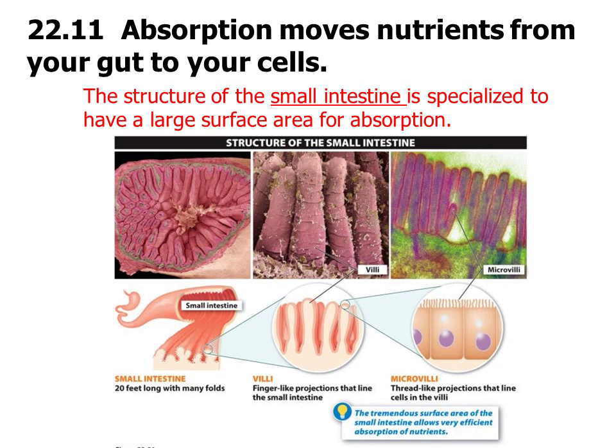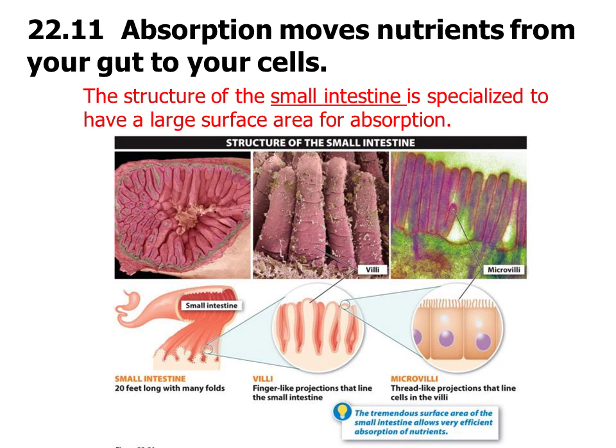The surface area is increased in 4 ways. Number 1, the small intestines is about 20 feet long, so that's a lot of surface area. Number 2, rather than being straight and smooth, it's a tube that has a lot of folds in it. You can see that in these pictures.